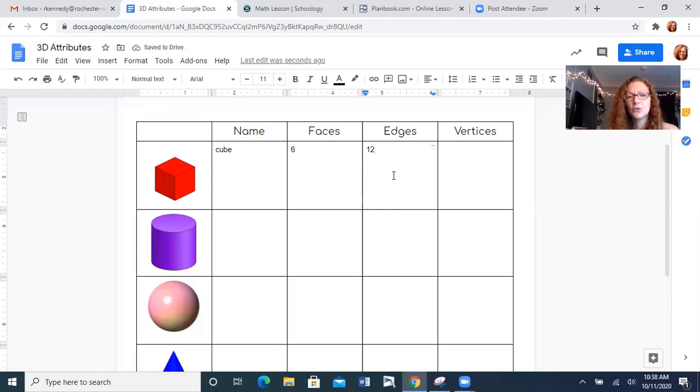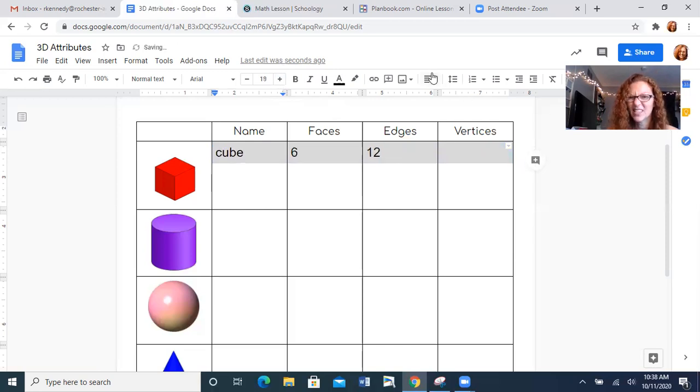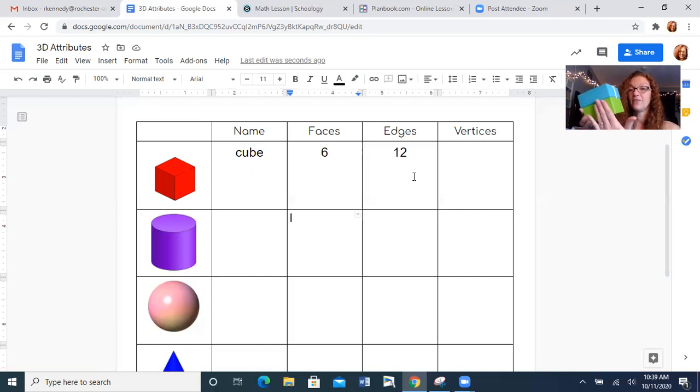Now, remember on the 2D shapes when we knew that the sides and the corners were the same number? Look at this. 6 and 12. Are the faces and edges the same? No. So the 3D or the solid shapes, whole different story, whole different rule. Okay, so it has 6 faces, 12 edges, and vertices.